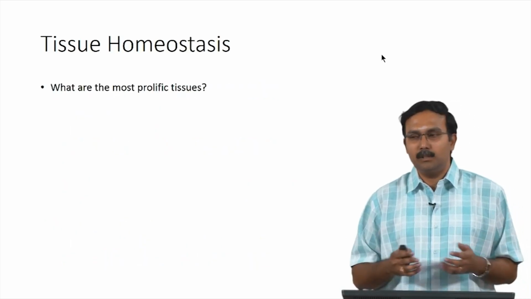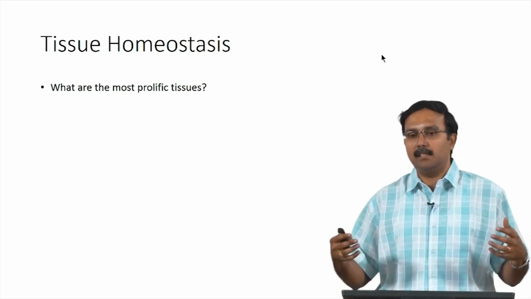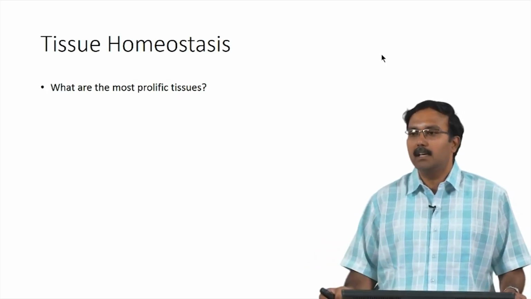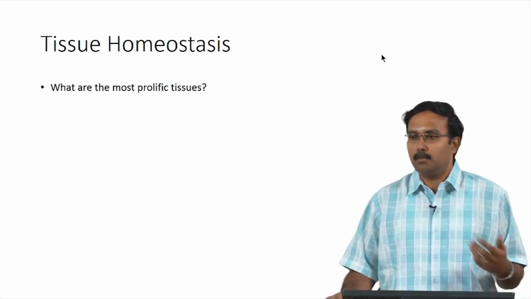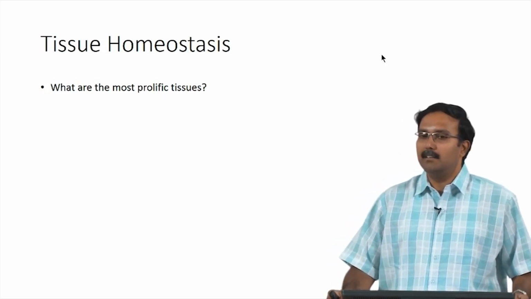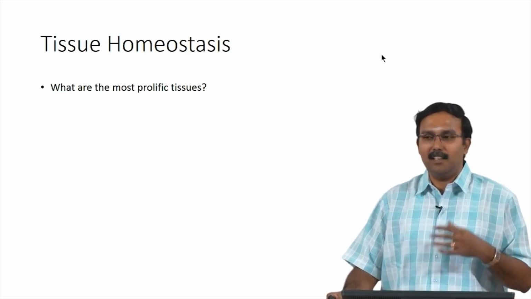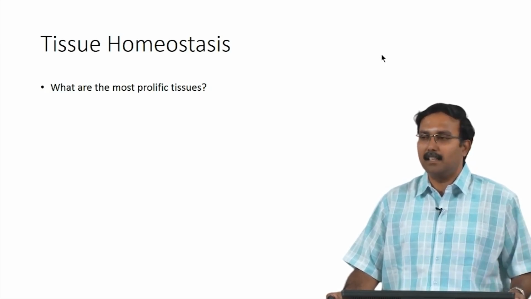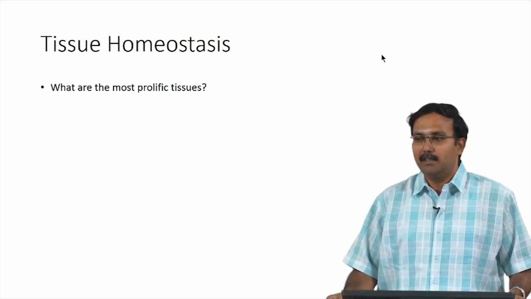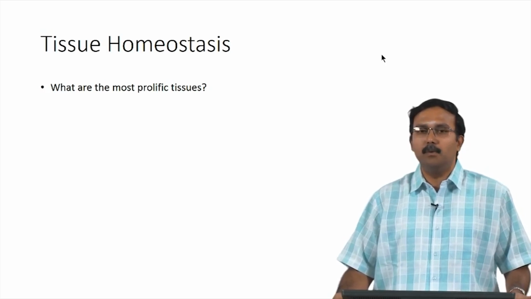So if you are going to talk about tissue homeostasis, some tissues would be in the homeostatic state for a long period, whereas some tissues are quite prolific and they keep getting replenished regularly. So can you guess what are the most prolific tissues in your body? Skin is one of the most prolific tissues, yes. Anything else? Liver. Liver can regenerate, but it is not that it keeps replenishing itself again and again. Yeah, mucosal layer, the intestinal layer is one which actually gets replenished regularly. Anything else? What do you think would be the most prolific?